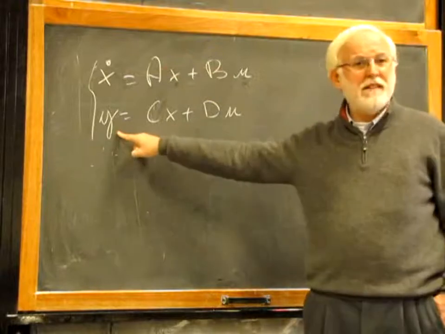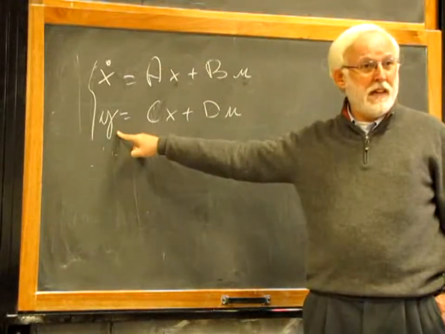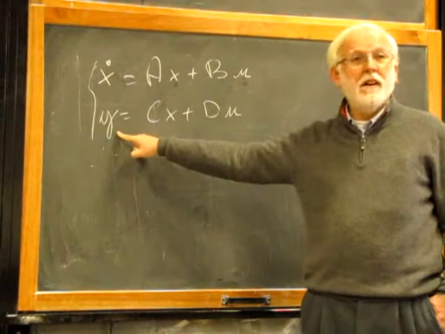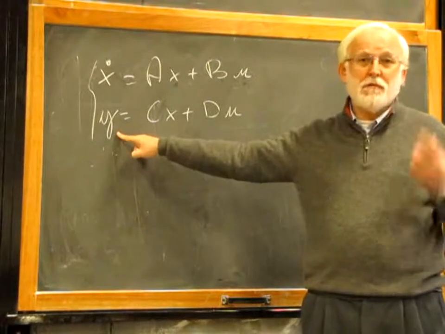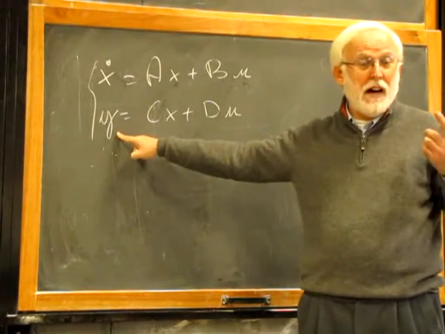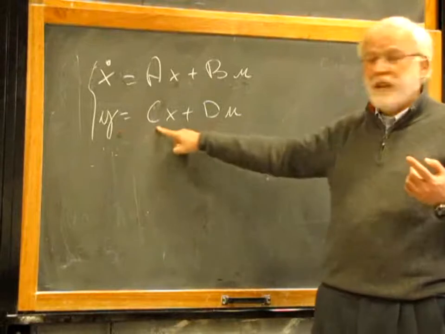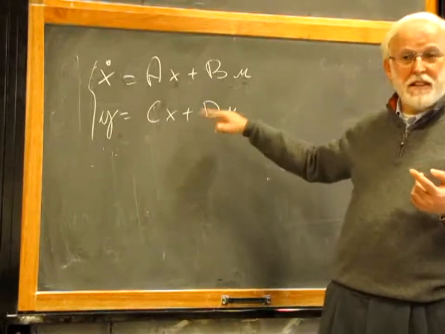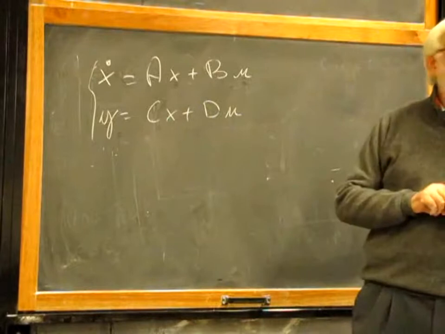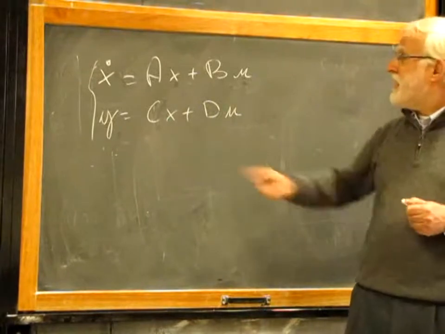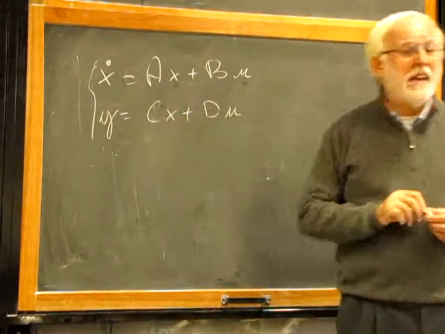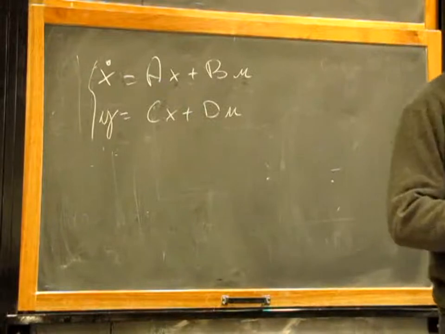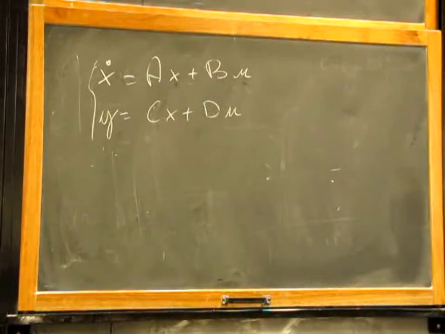What is y? Output. Output vector. We can have many outputs. In this case, we will consider only one, that will be our output voltage. C is a matrix, D is another matrix, x and u are still the same. What are the eigenvalues of A? Characteristic polynomial. That's a characteristic polynomial, yes. What is that?